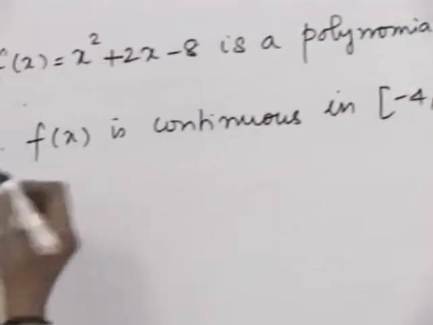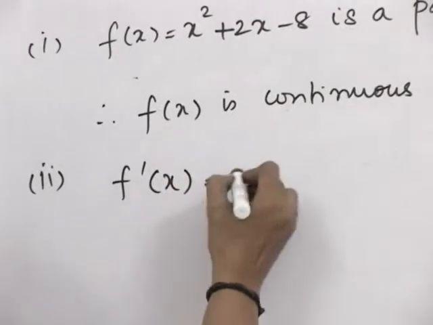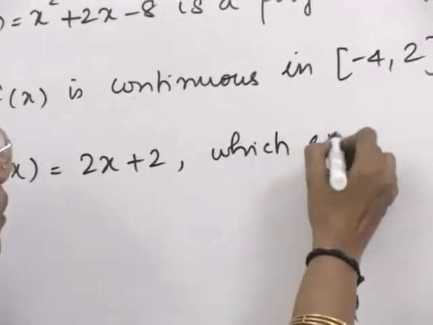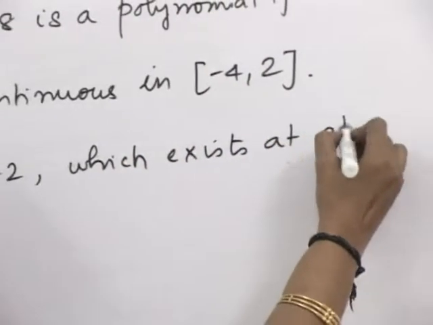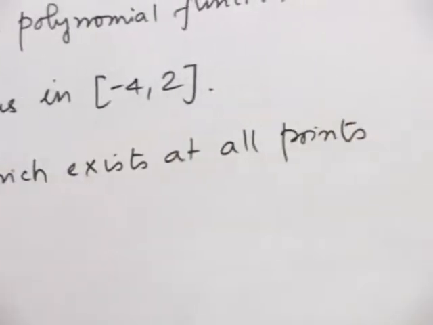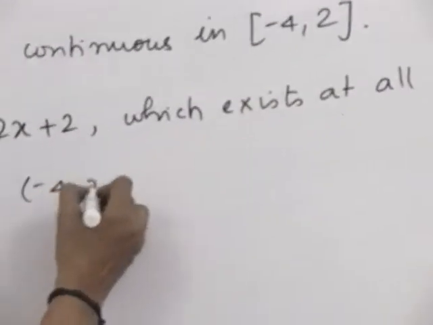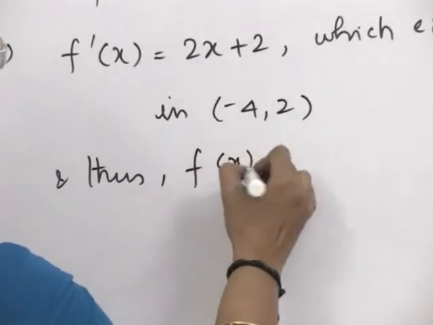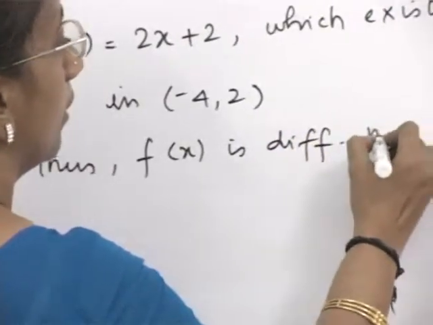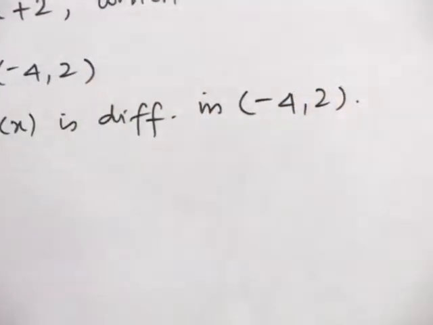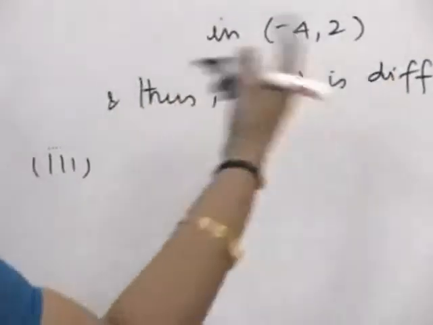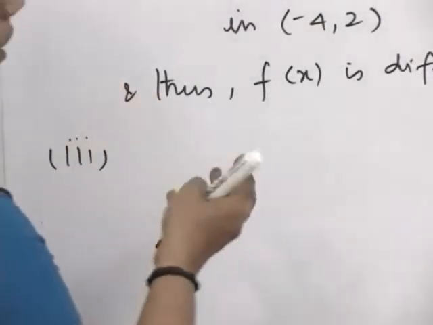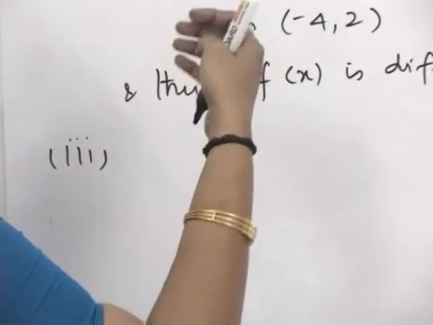Now what is f dash of x? It is 2x plus 2, which exists at all points in minus 4 comma 2, and thus f of x is differentiable in minus 4 comma 2. So we have to find the value of the function at x is equal to minus 4 and 2, and we should check if they are equal so as to apply Rolle's theorem for the given function.